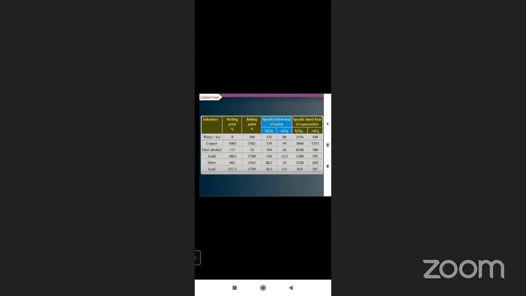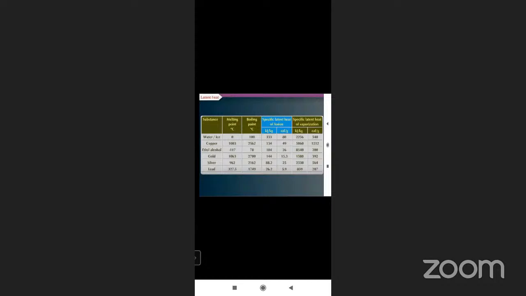Clear? Please go through this properly and learn it, because anything can be asked in the exam. So please learn it by heart. Then specific latent heat of vaporization is 2256 kilojoule per kilogram and 540 calorie per gram.